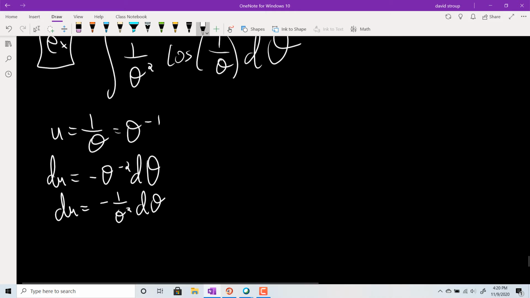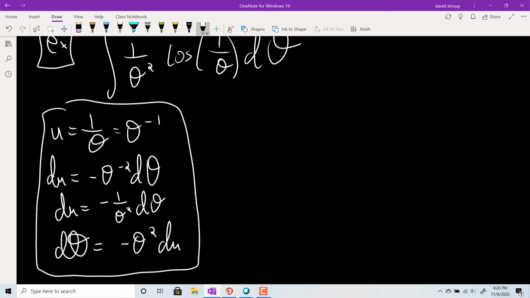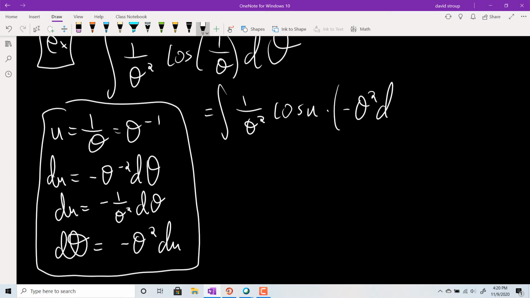As usual, I try to solve for d theta. d theta will be negative theta squared du. Just multiply both sides by negative theta squared. Then I'm going to do my subs. So this will be the integral of 1 over theta squared times cosine of u times d theta, which is now negative theta squared du. I can factor out a negative. The theta squareds cancel, and then I just have cosine u du.